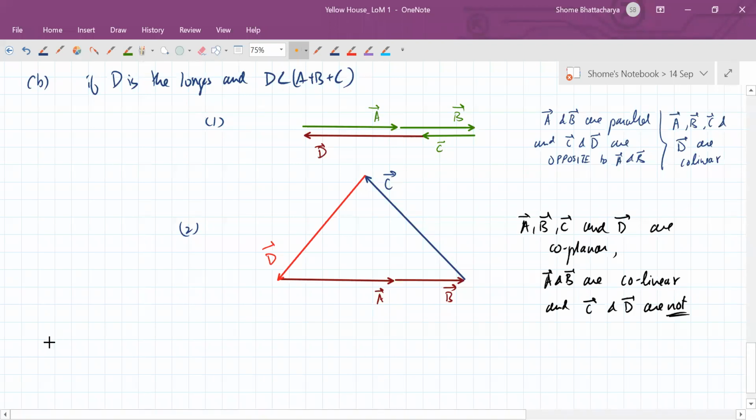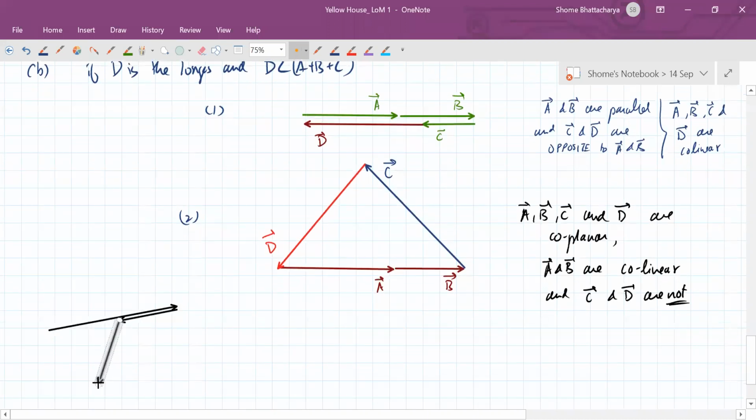Okay. A is like this, then B is like this, then C is like this, and then D is like this. This can also happen. This is also possible. Okay.